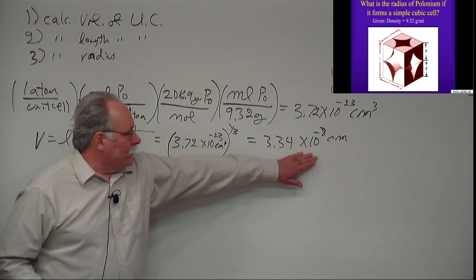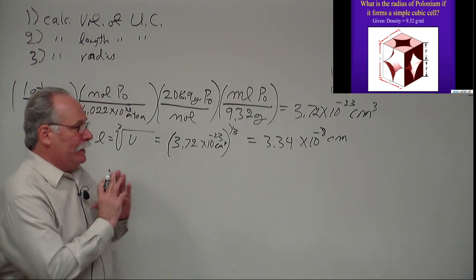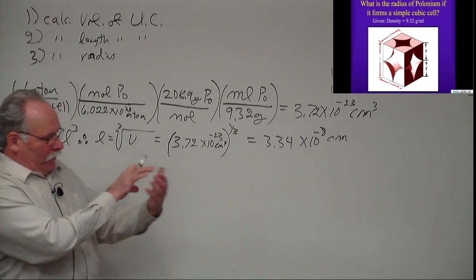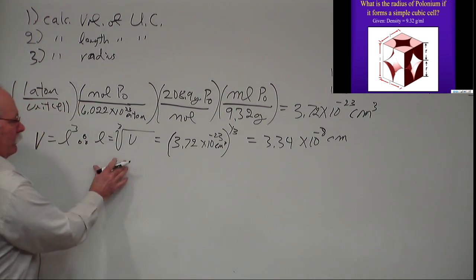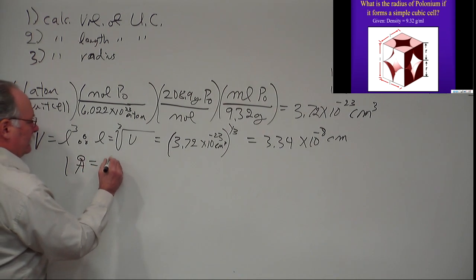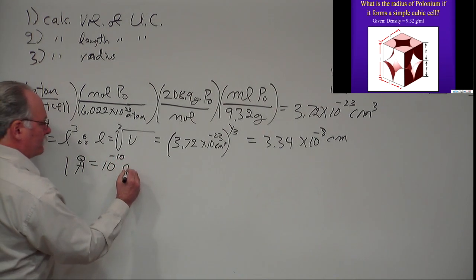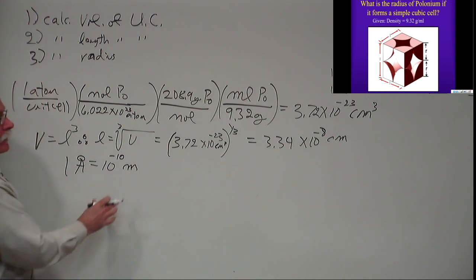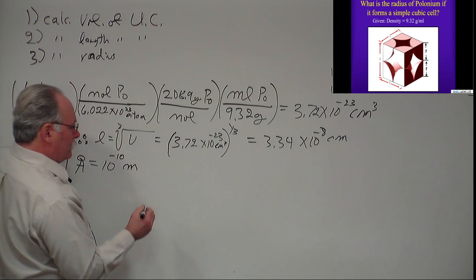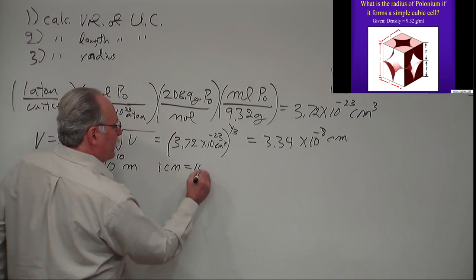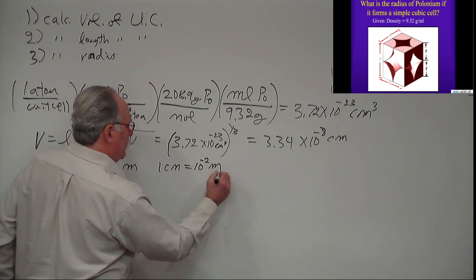Now, this is in scientific notation, and I want you to be able to use angstroms. Recognize angstrom is the unit that is the scale of the distance between atoms. 1 angstrom is 10 to the minus 10 meters. Okay, this is not an SI unit. This is only for meters. Centi is 10 to the minus 2, so 1 centimeter is 10 to the minus 2 meters.